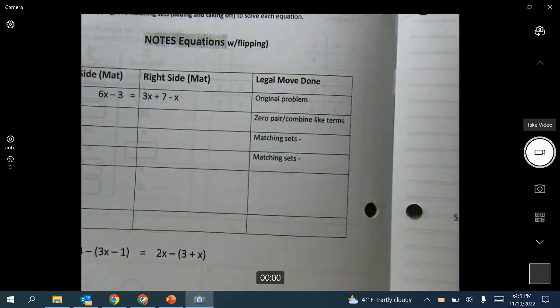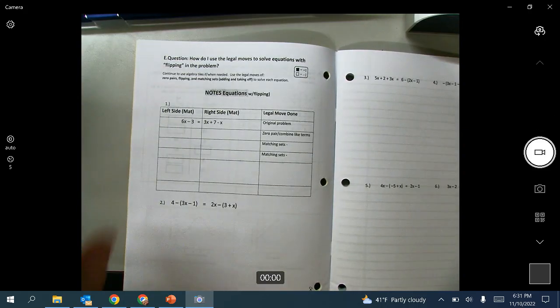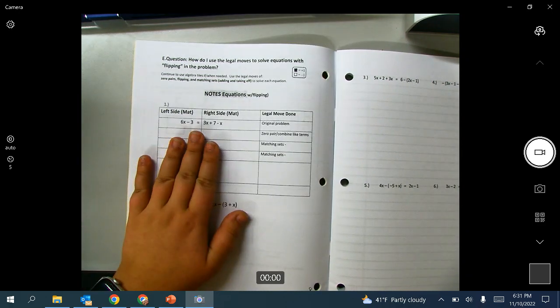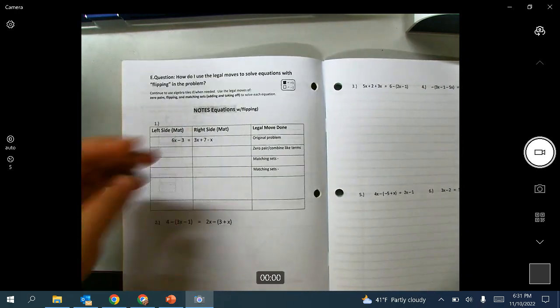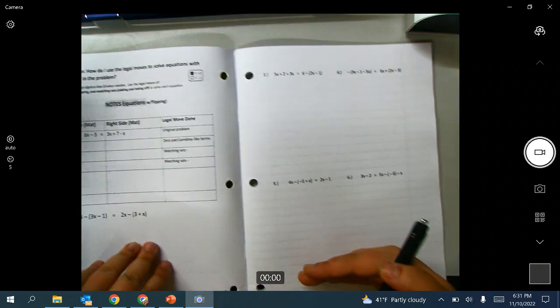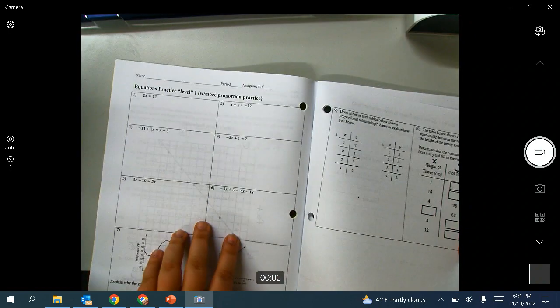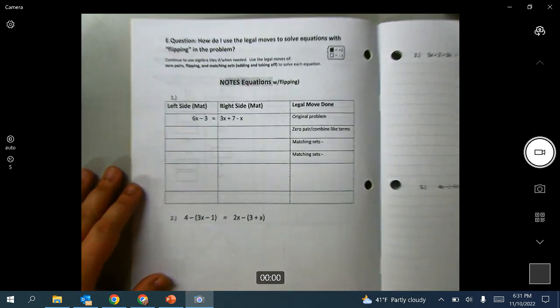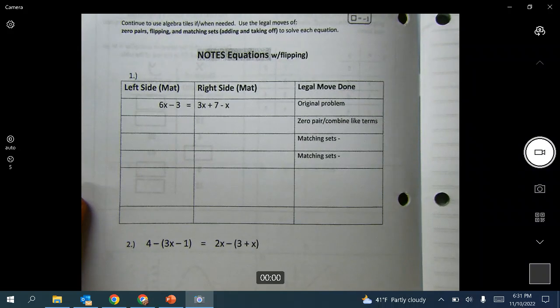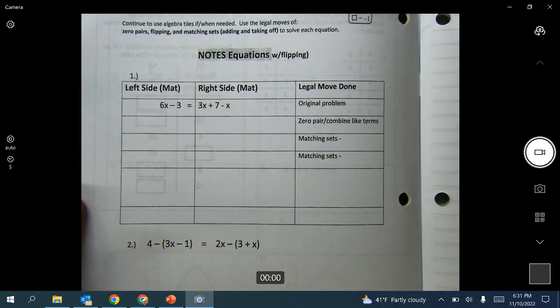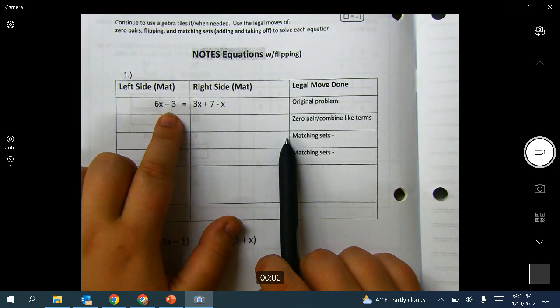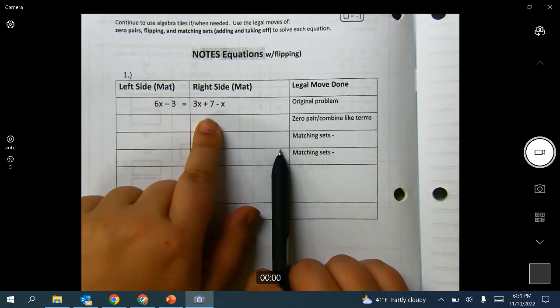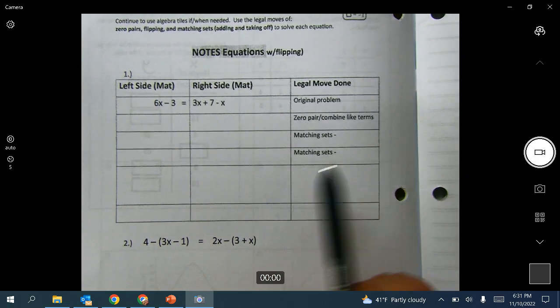Hi guys. Today we're going to be going over some review on doing our three legal moves on the top of page 8. So we're going to do this problem and this problem together, and then you guys are going to complete page 9 as well as these first 6 problems on page 6 for today's assignment. Okay, so we are doing some solving equations like we were doing with the last unit, but now I don't have any tiles.